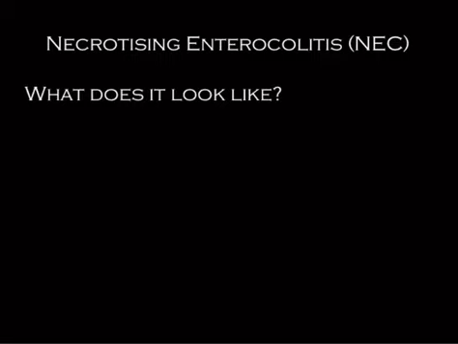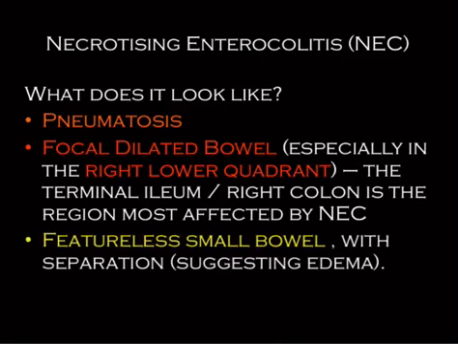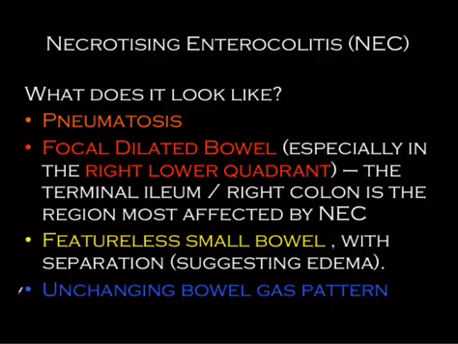Pneumatosis, which was the case that I had showed there, that's the obvious way to show it. The sneakier way to show it is focally dilated bowel, especially when it's in the right lower quadrant. Allegedly, the terminal ileum and right colon is the most commonly affected by NEC, so that's where you would see that, and it would have to be shown as multiple serial exams where you've got that focal dilated bowel that's not moving. Featureless small bowel, this would be really hard to show on a low-resolution monitor, but it is a thing. Especially if it was listed in a multiple choice, that would be one that I would pick. And unchanging bowel gas pattern, that was something that I mentioned before. This is probably the most useful practically, other than when you see pneumatosis.